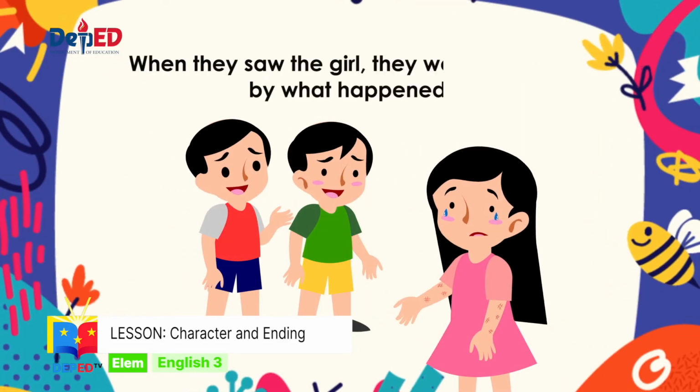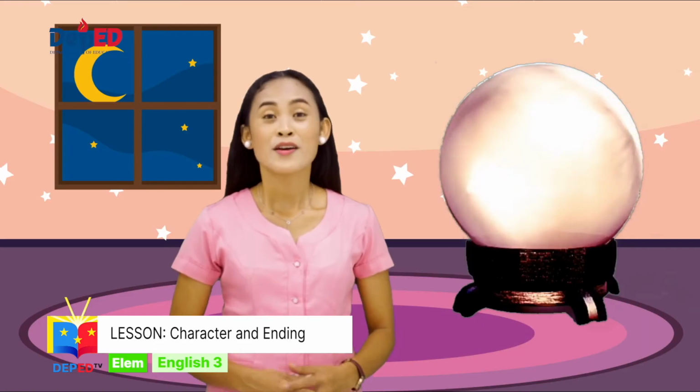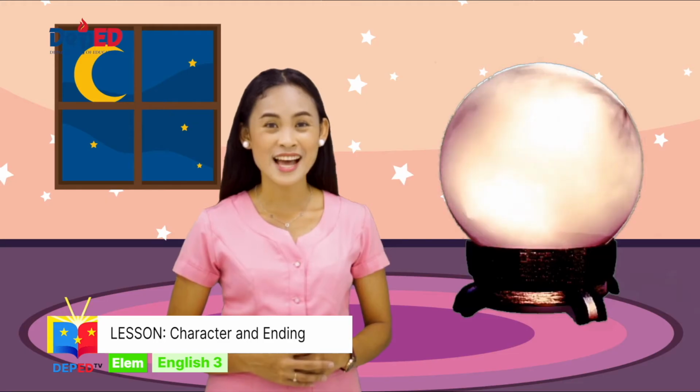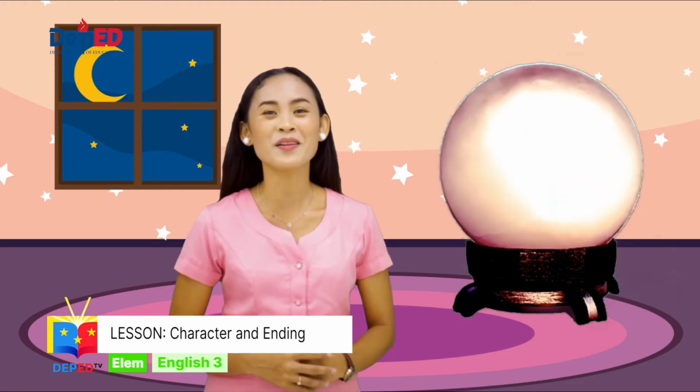When they saw the girl, they were surprised by what happened. So let us create a paragraph from it. But before that, let's ask our magic crystal ball to help us. Let's say our magic words. Magic crystal ball, show us.